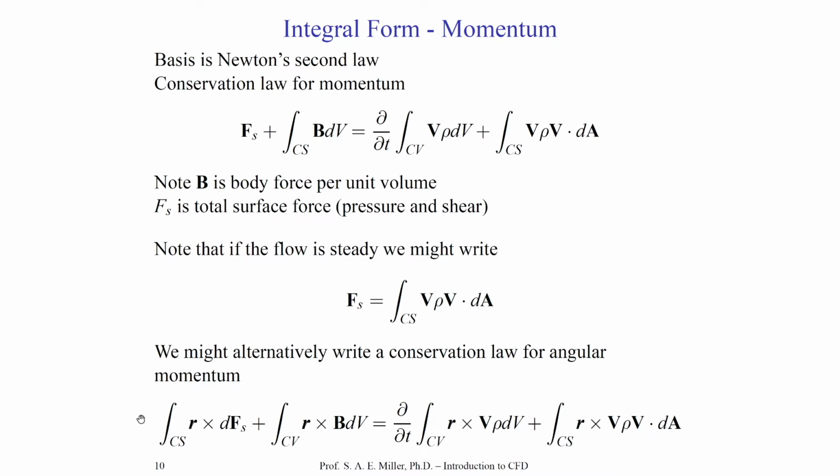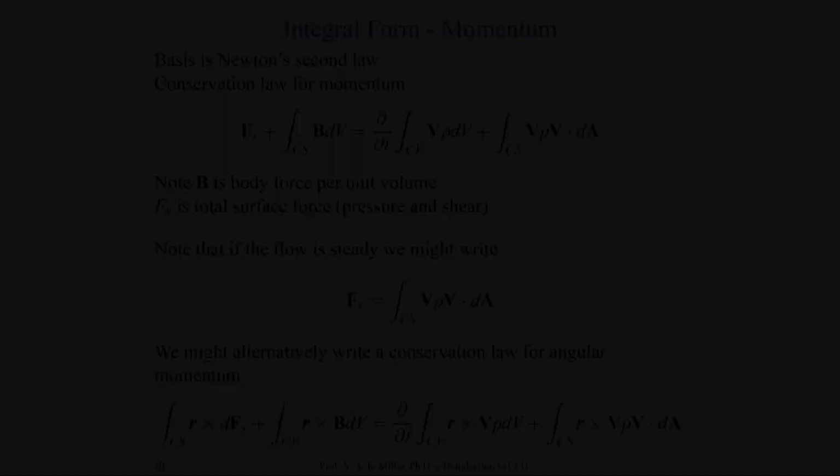We can also write this conservation law for momentum in the term for angular momentum by taking a moment. And in this case, we have a new vector r from some point in space to every fluid volume, and we get a momentum equation that conserves angular momentum instead of the traditional momentum.